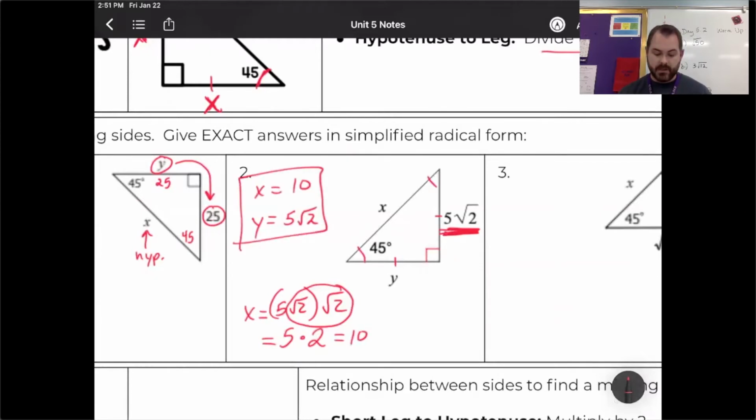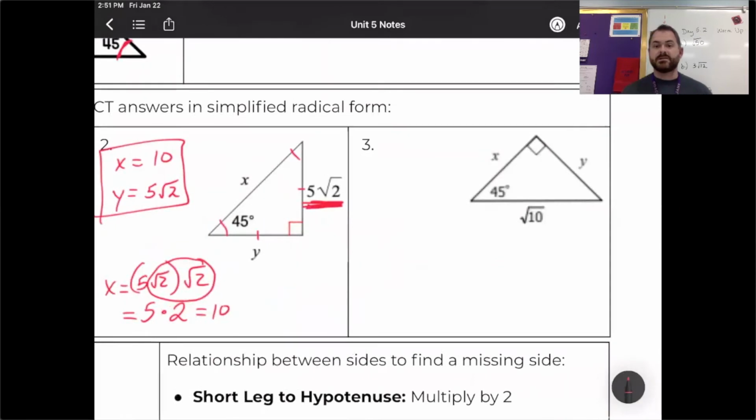Okay, let's try one more. On this one, number 3, we've got another 45, 45, 90 triangle. It looks like I give you very little information. However, the legs are the same as each other. X equals y. They're going to be the same answer. I only have to do one thing. This time, I know the hypotenuse length. I know the hypotenuse is root 10, I'm sorry.